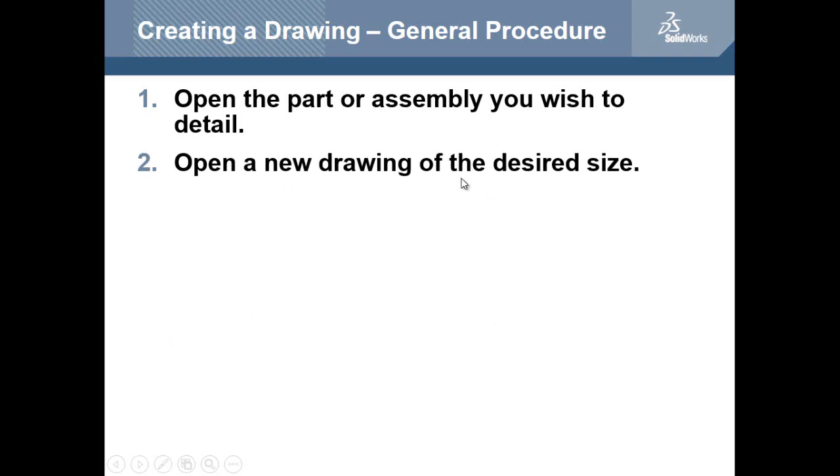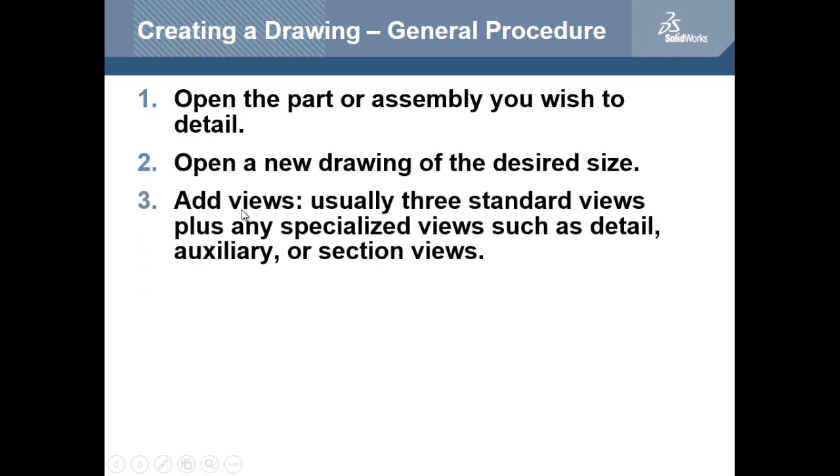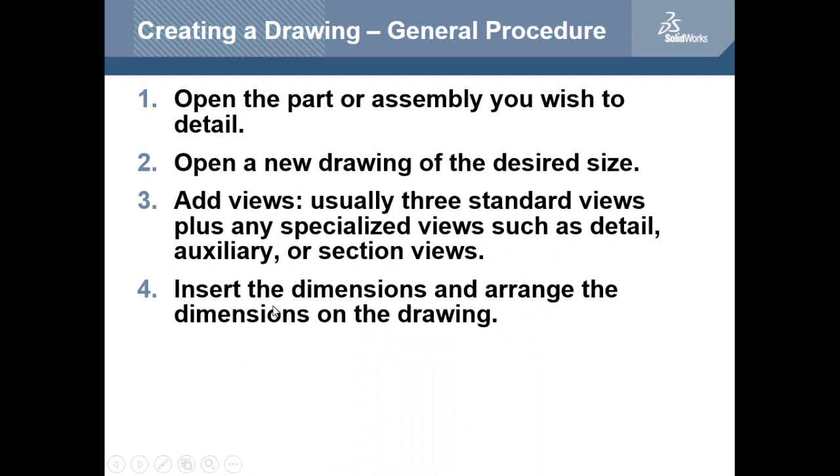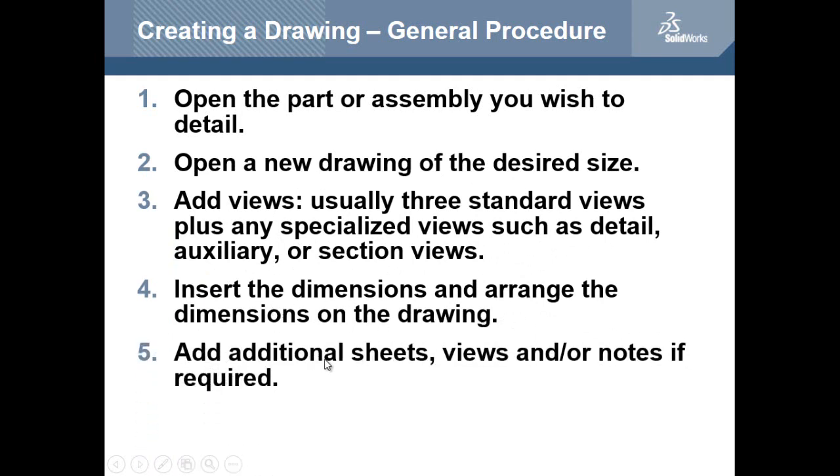Open the part or assembly you wish to detail. Open a new drawing of the desired size. Add views, usually 3 standard views plus any specialized views such as detail, auxiliary, or section views. Insert the dimensions and arrange the dimensions on the drawing. Add additional sheets, views, and or notes if required.